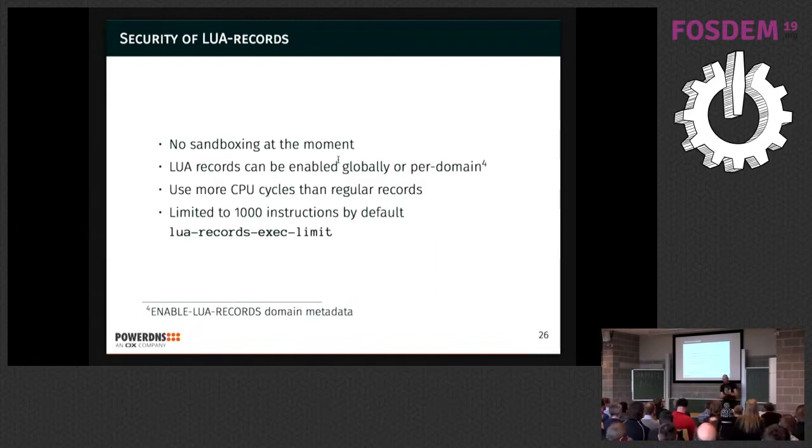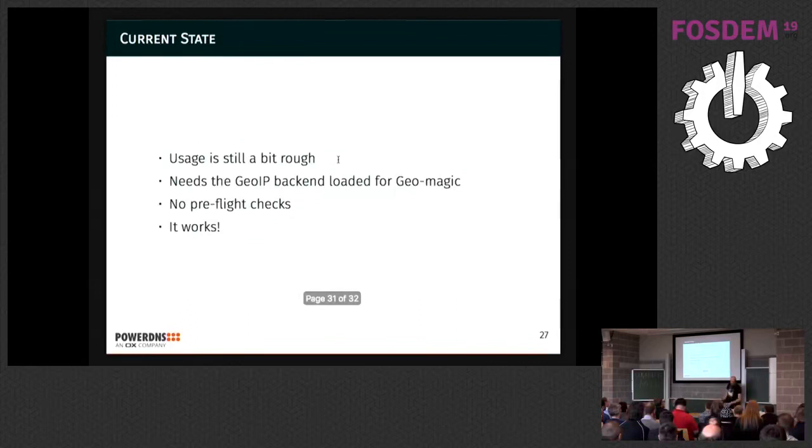Although we have limited Lua records to 1,000 Lua instructions per call, which is still quite a lot, but will allow you to do many of the things that you want to do. And of course, they use many more CPU cycles than regular records. So you would prefer to keep the TTL a bit high to not overload your authoritative server at that point. The current state: as I was writing all these slides, I was playing around with it, and the usage is quite rough. Error messages are not super good.